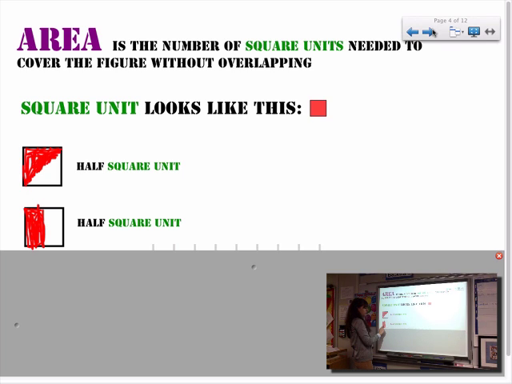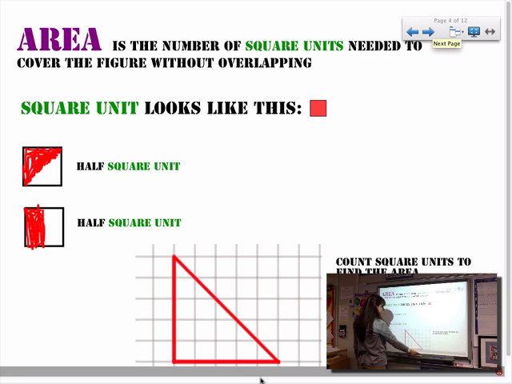A half a square unit could also look like this. Let's see if we can find the area of this right triangle by counting squares. When I look at this triangle, I see that this is one whole square unit.